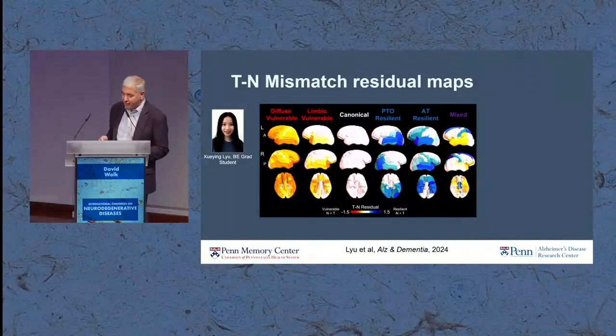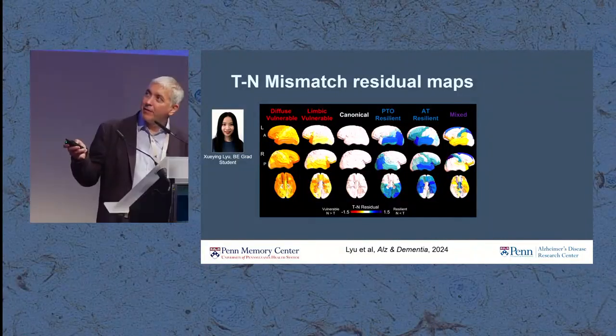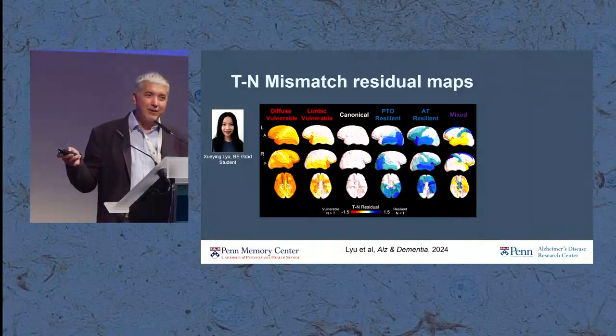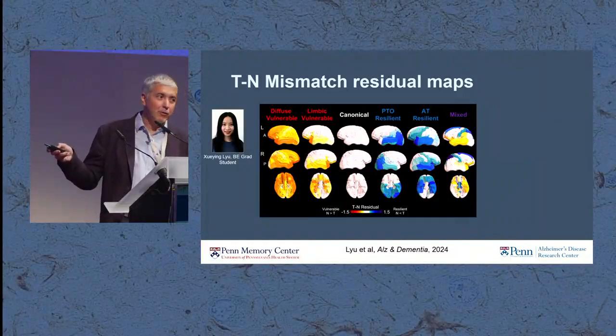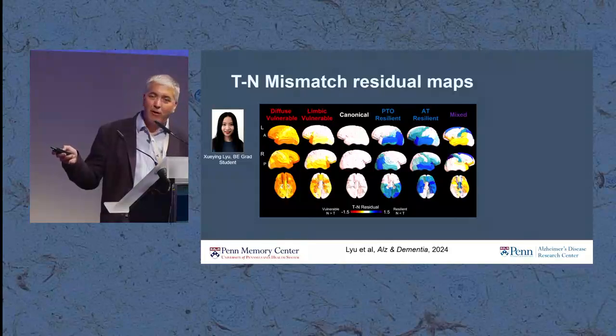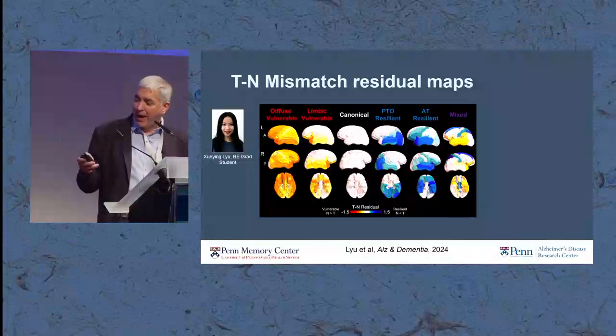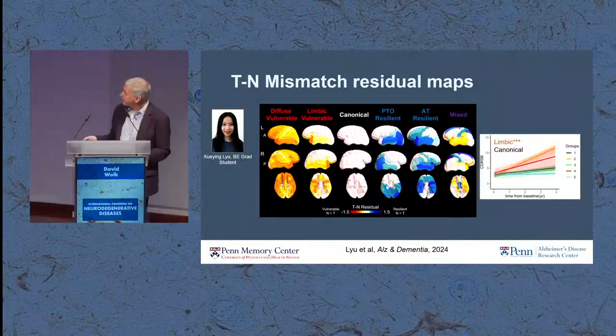And we see a bunch of patterns. We see a canonical group who have the Goldilocks, right amount of tau for atrophy, but we also see a group that has more temporal polar atrophy, and then a group that has more diffuse atrophy than expected for tau. And then we see some of these resilient groups that might reflect people who are more resilient to a given level of pathology. There are some different patterns in those as well.